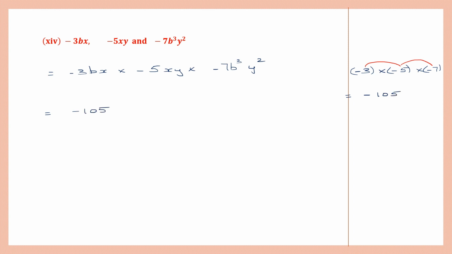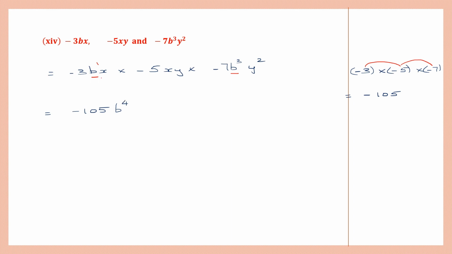Now let's start looking at the literals. So let's look at b here. Here we have 1b, here we don't have a b, and here we have b to the power of 3. So that is, here we have 1 and here we have 3. So that will be b to the power of 1 plus 3, which is b to the power of 4.